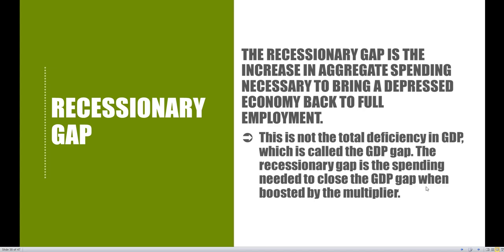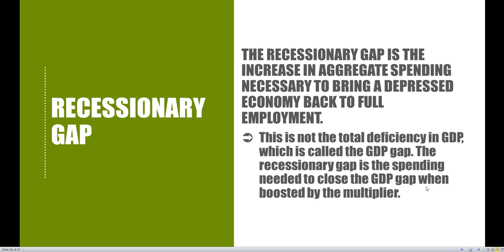With everything that we've talked about in this particular chapter, we can take a look at our final two concepts, the recessionary gap and the inflationary gap. Basically, the idea behind each of these gaps is that we need to have some type of spending increase or spending decrease in order for the economy to reach its long-run equilibrium output or its full employment output.